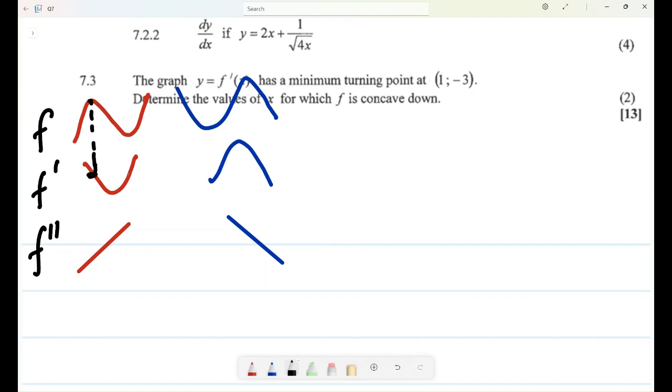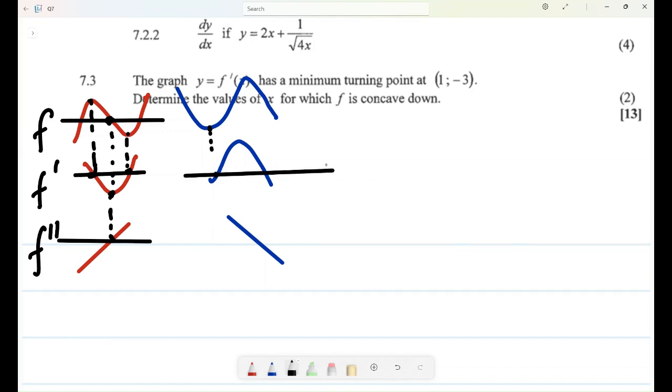Another thing is that the x-coordinate of the turning point becomes the x-intercept of your parabola. Then the point of inflection becomes your turning point. I repeat, the x-coordinate of the turning point becomes the x-intercept of the parabola. Then the point of inflection becomes the turning point. Yeah, all of that.